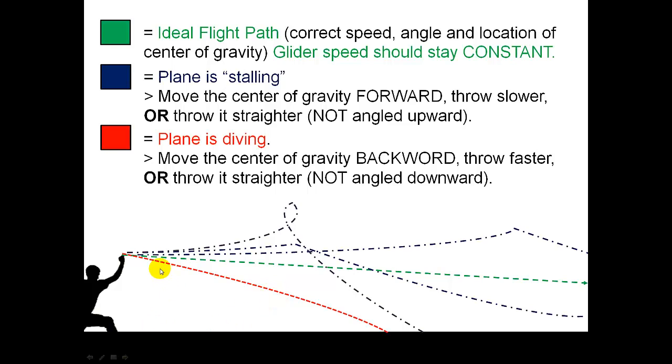So if consistently your plane is angling down like this, you want to move the center of gravity on the plane backward. That means moving your binder clip location back, or leaving the binder clip where it's at, you can slide the wings forward. Let's see one last time what you're shooting for.